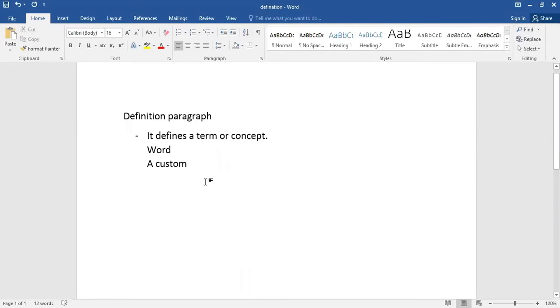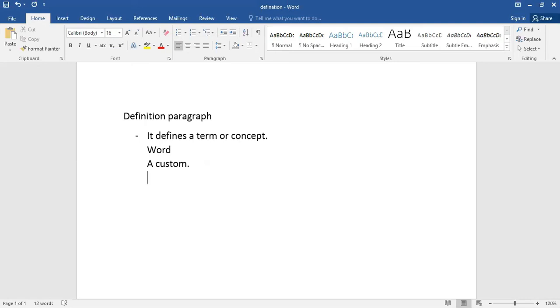So, a definition paragraph defines a term or concept. There may be a word, a custom, a type of person, something or someone you don't know about. So what do you do? You just want to define it to understand it, or to make it easier for the reader to understand. In this case, you explain it beautifully, and your reader understands it.